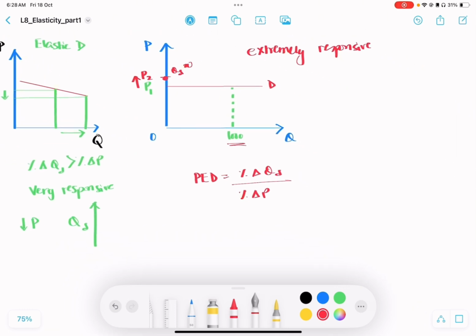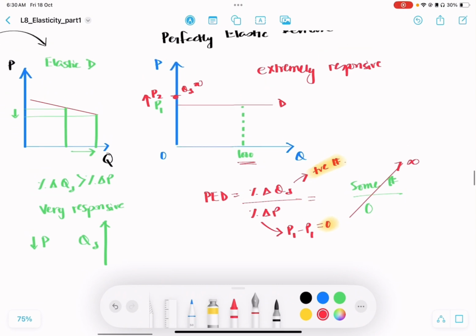So when it comes to the calculation, essentially what is happening is that the seller realizes that they can't really change price. If they were to change the price, then they would just lose all customers. So the change in quantity demanded is going to be some positive number, right? But when it comes to percentage change in price, there's no change in price. So it's going to be like P1 minus P1, right? So that's going to be zero. So basically, whenever some number is divided by zero, what do we get? Whenever we get some number divided by zero, it leads to infinity. So that is why price elasticity of demand is infinity when we're dealing with extremely responsive consumers.